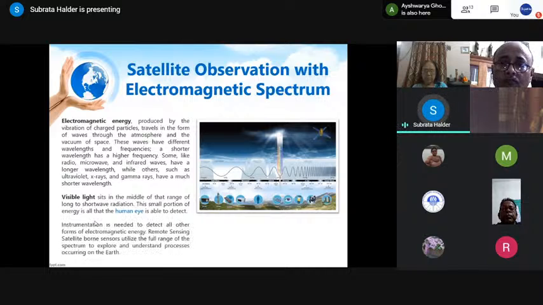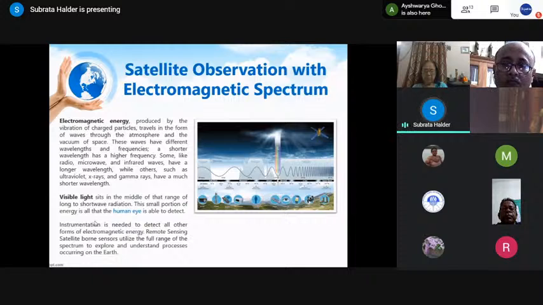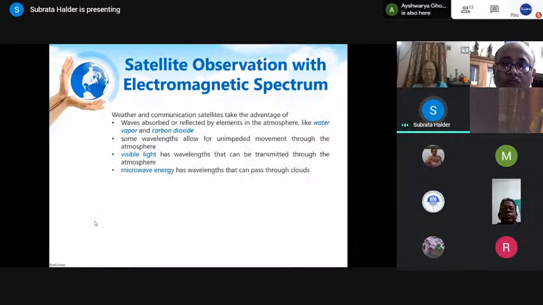Instrumentation is needed to detect all these forms of electromagnetic energy. Remote sensing satellite-borne sensors utilize this full range of the spectrum to explore and understand the processes occurring on the Earth. Weather and communication satellites take advantage of waves absorbed or reflected by elements in the atmosphere like water vapor and carbon dioxide. Some wavelengths allow for unimpeded movement through the atmosphere. Visible light has wavelengths that can transmit through the atmosphere. Microwave energy has wavelengths that can pass through clouds.